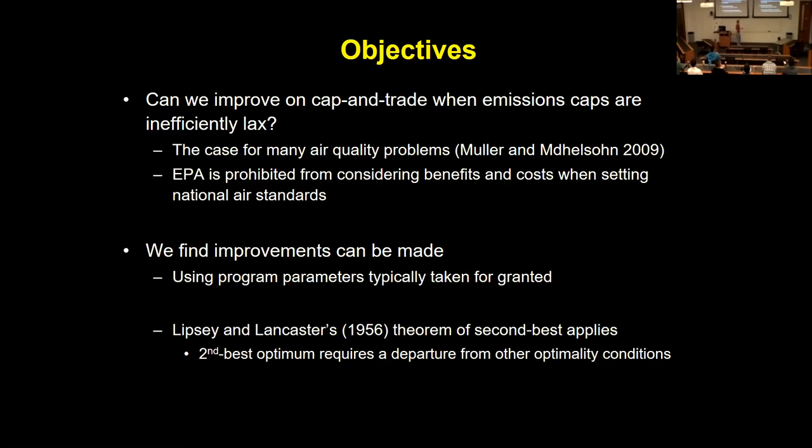And this is going to be related to Lipsey and Lancaster's theorem of the second best. I mentioned the theorem of the second best before, sort of. I didn't mention Lipsey and Lancaster. But what it basically says is the second best optimum is generally going to require a departure from other optimality conditions. So when you think about second best pricing, you get these adjustment terms in there. That's what we're going to find here.